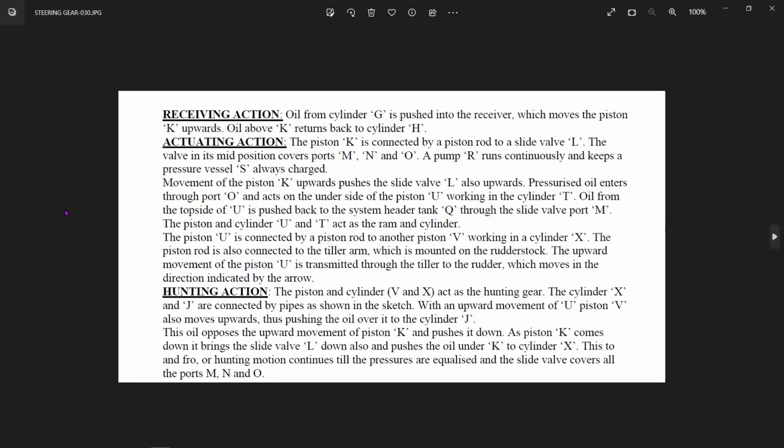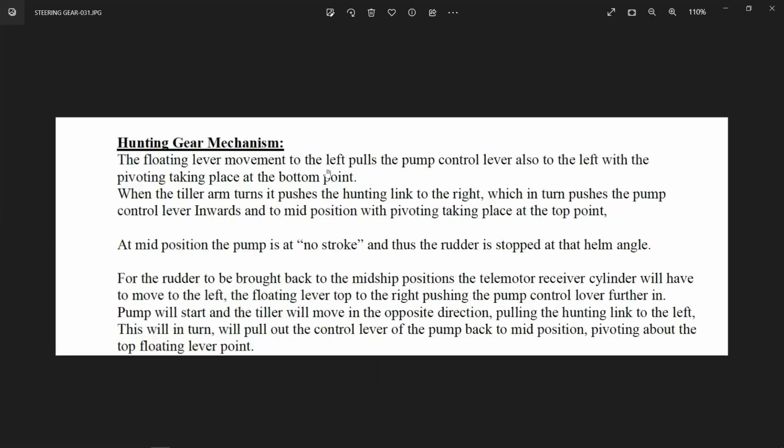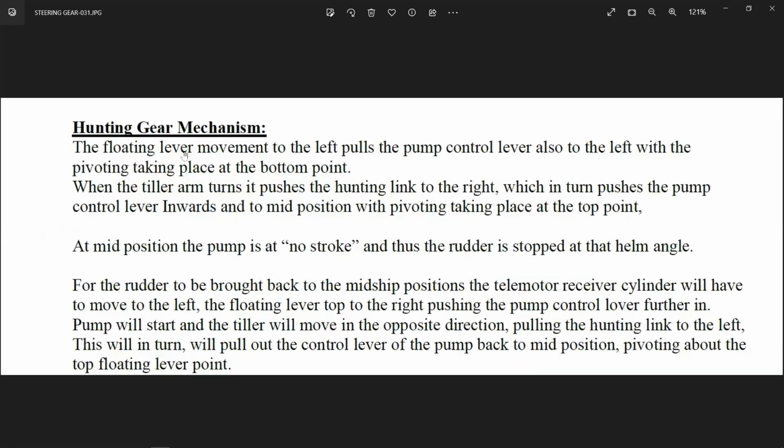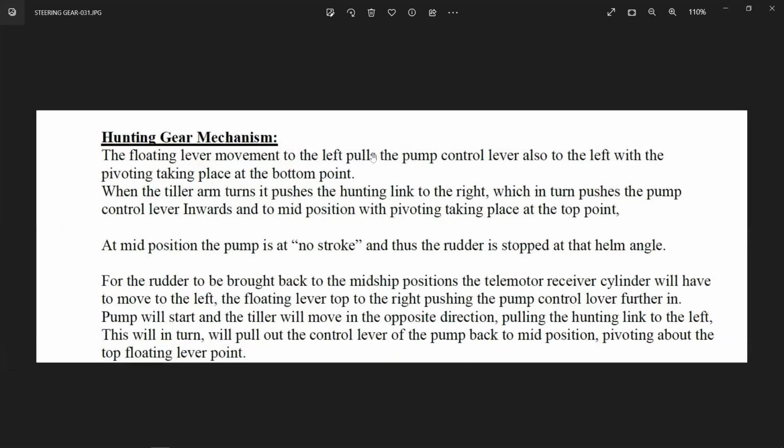Now, if I want to talk in depth about the hunting mechanism, there is a floating lever movement, which, put to the left, pulls the pump control lever also to the left, with the pivoting taking place at the bottom point. See what I'm talking about. When the tiller arm turns, it pushes the hunting link to the right, which in turn pushes the pump control lever inwards to the midship position, with pivoting action taking place at the top point. At the mid position, there is no stroke. I'll just read through it, then I will show what I'm talking about. Thus, the rudder actuation is stopped at the helm angle.